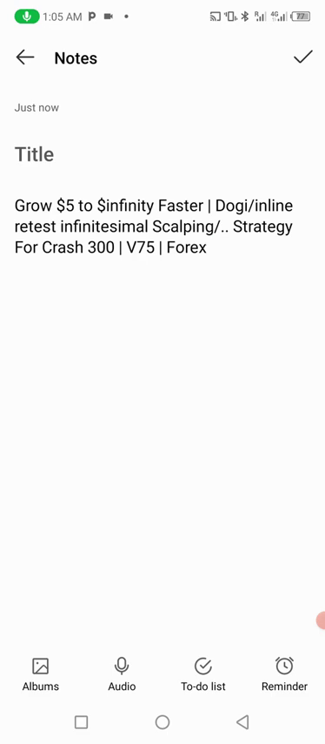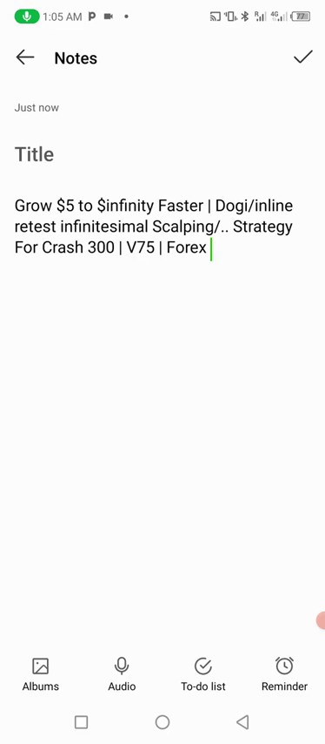In today's video, I see the reason to bring this topic that is not talked about by any forex YouTuber. The topic is: go from $5 to infinity faster. Doji inline retest infinitesimal scalping strategy for Crash 300, Volatility 75 Index and forex. The key points we shall be discussing here are infinity, doji, inline retest, infinitesimal, scalping strategy.